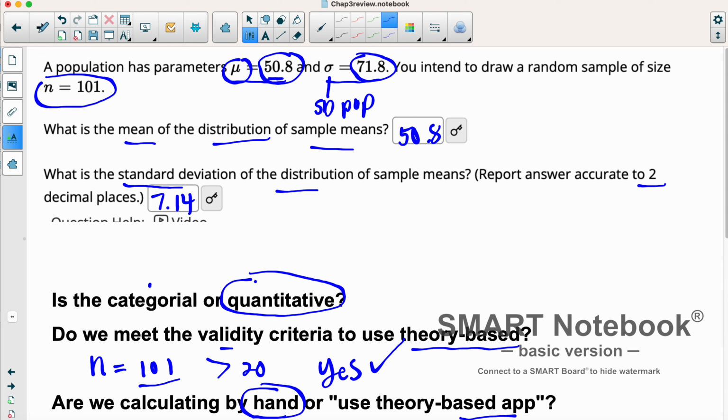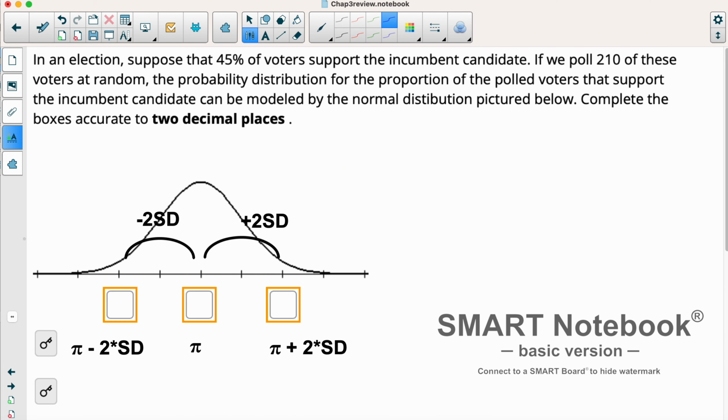All right, let's do the next one. Here we have an election, and it says, suppose that 45% of the voters support the incumbent. We poll 210 people at random, and then we get a probability distribution. That's this curve here. That's how all of the data is distributed. It can be modeled by this normal distribution. Complete the boxes to 2 decimal places.